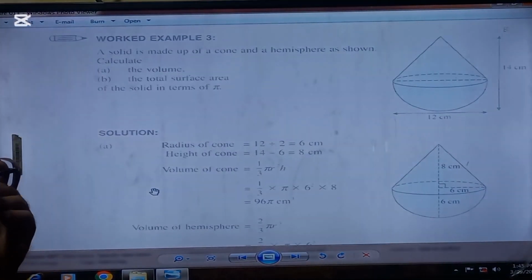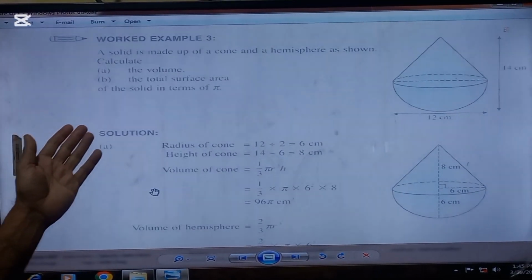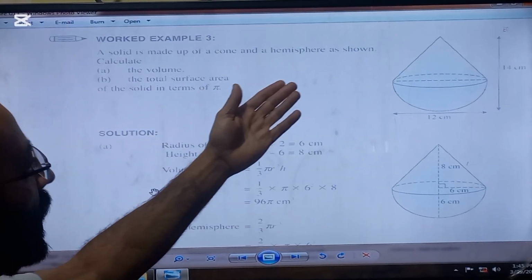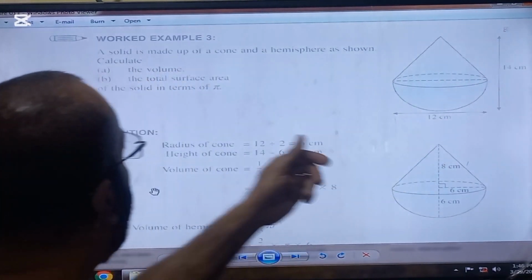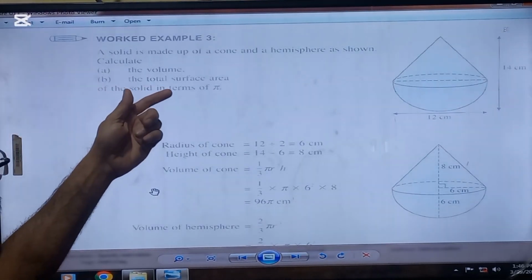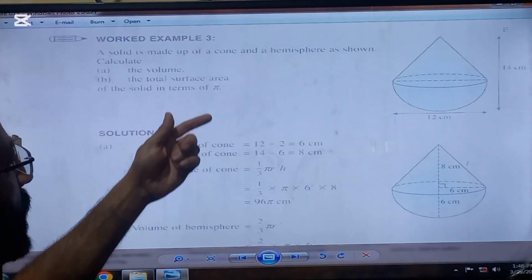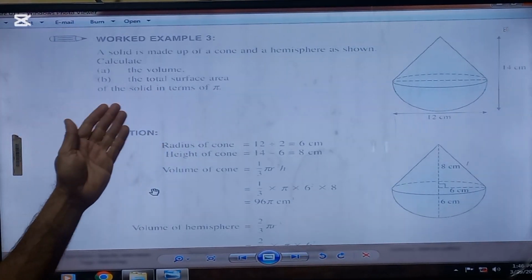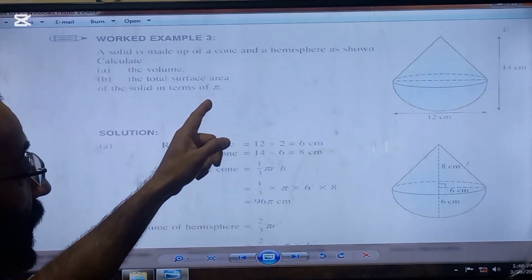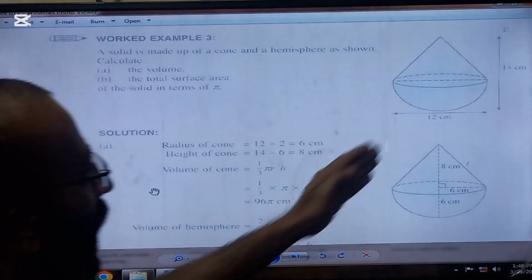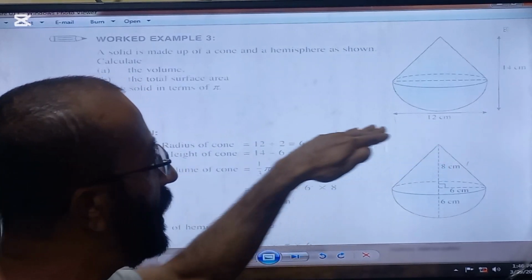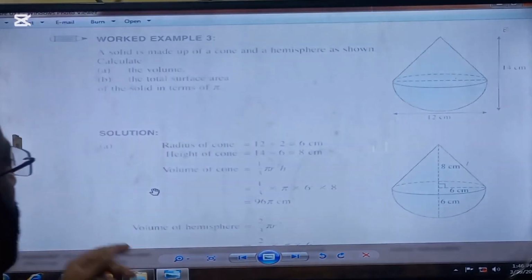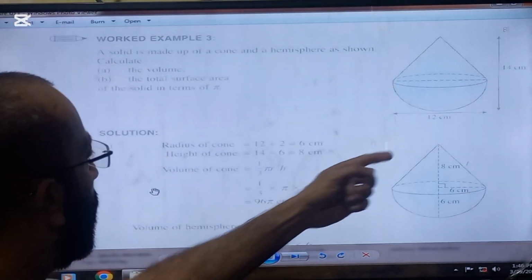Here is another question. Statement is a solid is made up of a cone and a hemisphere. So this is the cone on the top and the hemisphere at the bottom. Calculate A part the volume, B part the total surface area of the solid in terms of pi. So in terms of pi, the height of the full figure is given 14, and the diameter of the hemisphere is given 12.